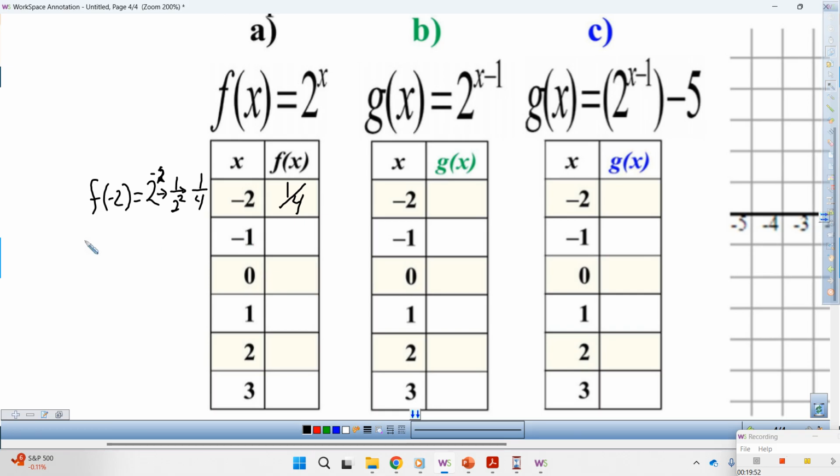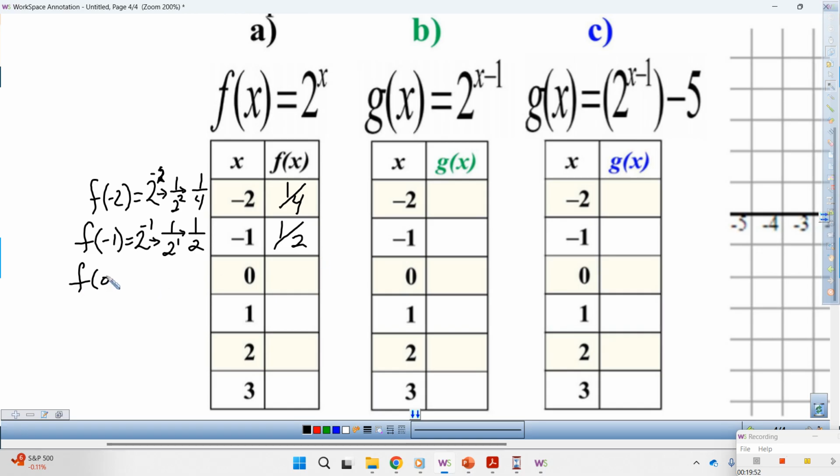All right, let's do the next one. F of negative 1 is base 2 to the negative 1 exponent. Since we can't have negative exponents, it's 1 over 2 to the positive 1. And anything to the 1 power is that same number, so this is only 1/2.